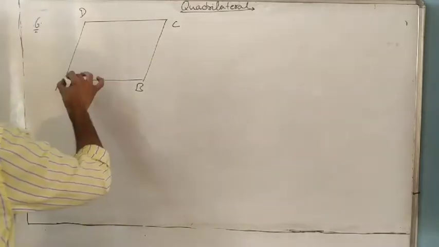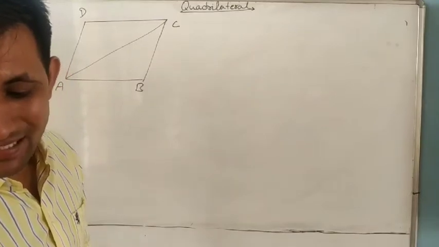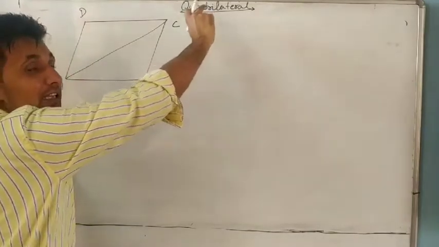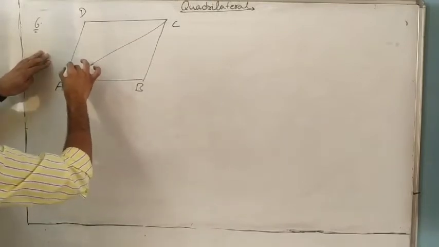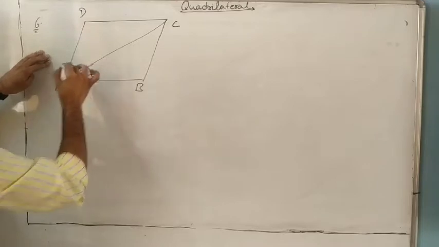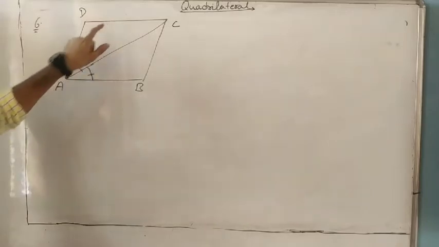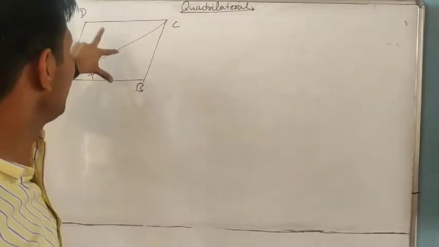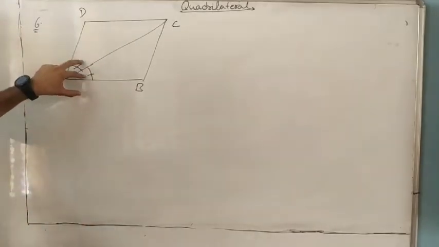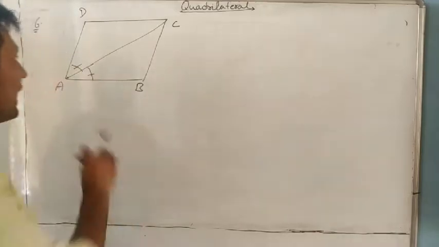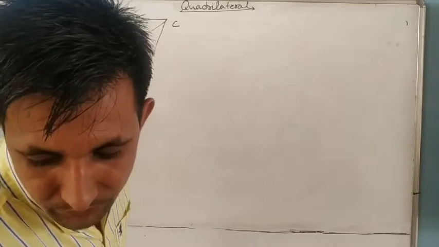What is given? Diagonal AC of the parallelogram bisects angle A. This diagonal bisects angle A. Bisect means this angle equals this one, and these two angles are in different triangles, so you cannot say the sides opposite them are equal, because they are in different triangles. So these two angles are given equal. ABCD is a parallelogram, and AC bisects angle A.